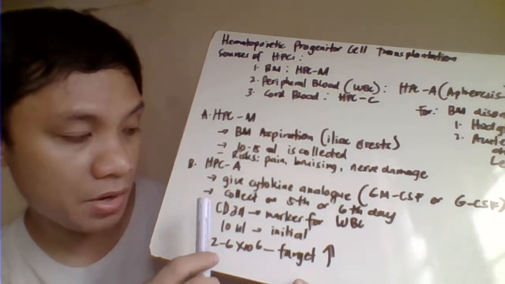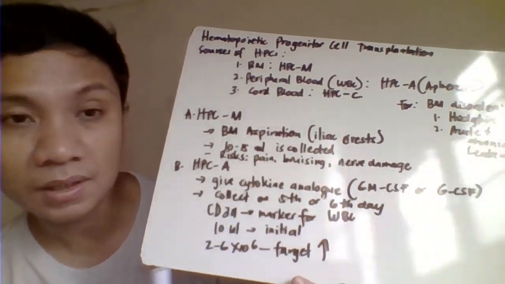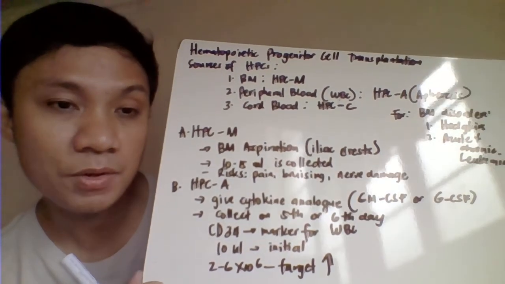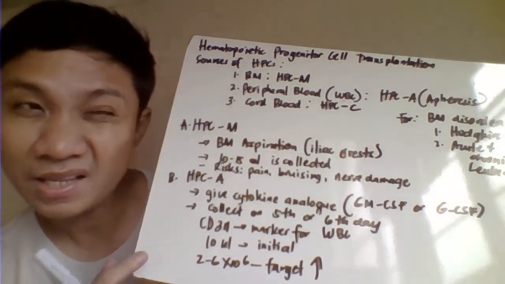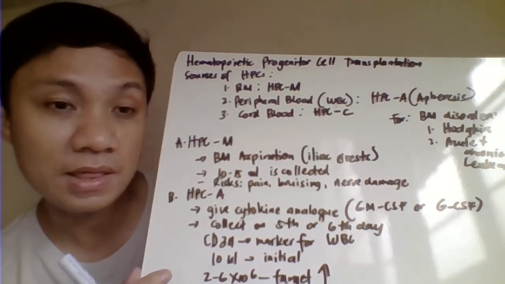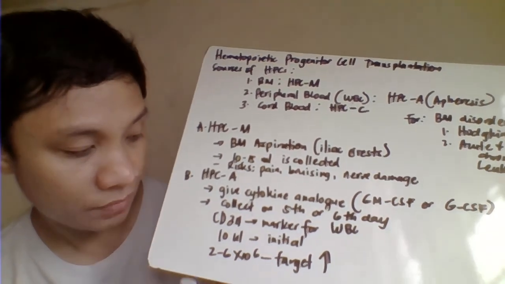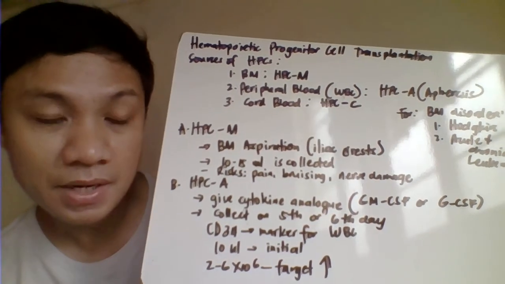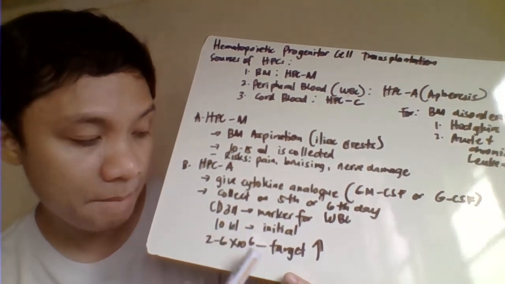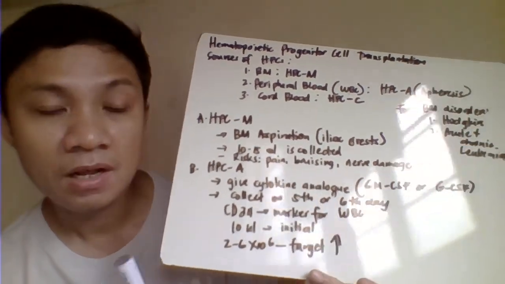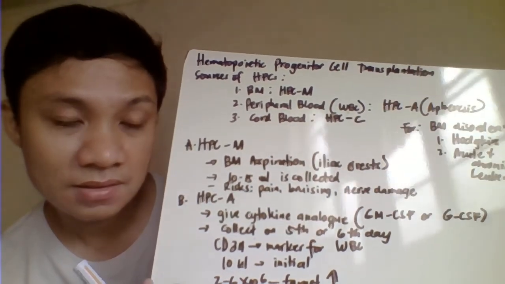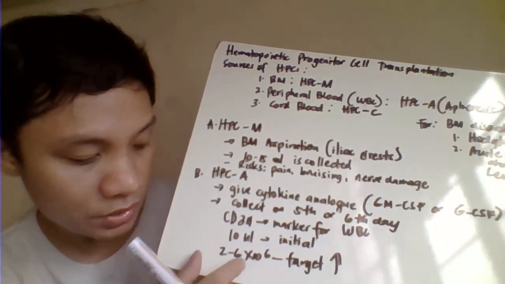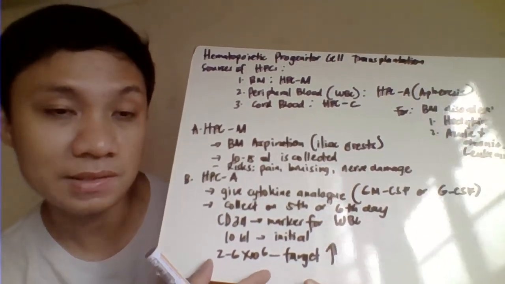But we have here the marker, CD34. Okay, this is a marker for your WBC. This is actually the marker of your hematopoietic progenitor cell, or hematopoietic cell natin. So we start with administration of that, 10 microliter lang. Pero ang pinaka-target natin, before you try to harvest your hematopoietic cells, you should reach here 2 to 6 times 10 to the 6.